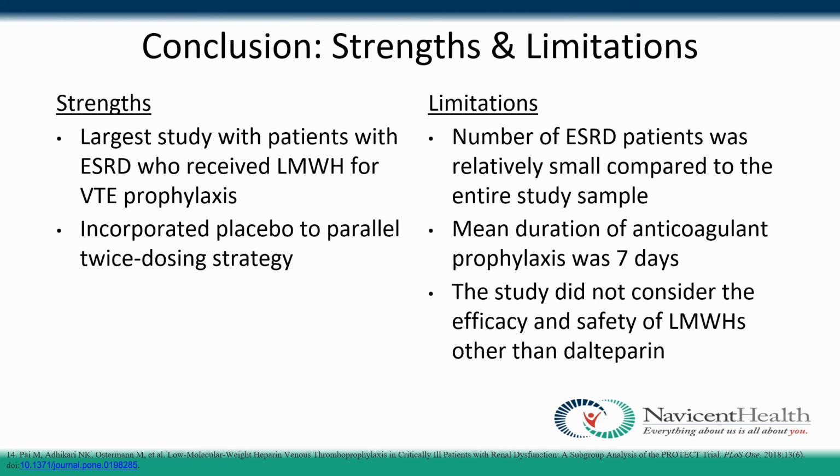Limitations included numbers of end-stage renal disease patients were relatively small compared to the entire study sample. The mean duration of anticoagulant prophylaxis was 7 days, so results may not be applicable to patients who received a longer duration for prophylaxis, and the study did not consider the efficacy and safety of low molecular weight heparin other than dalteparin.